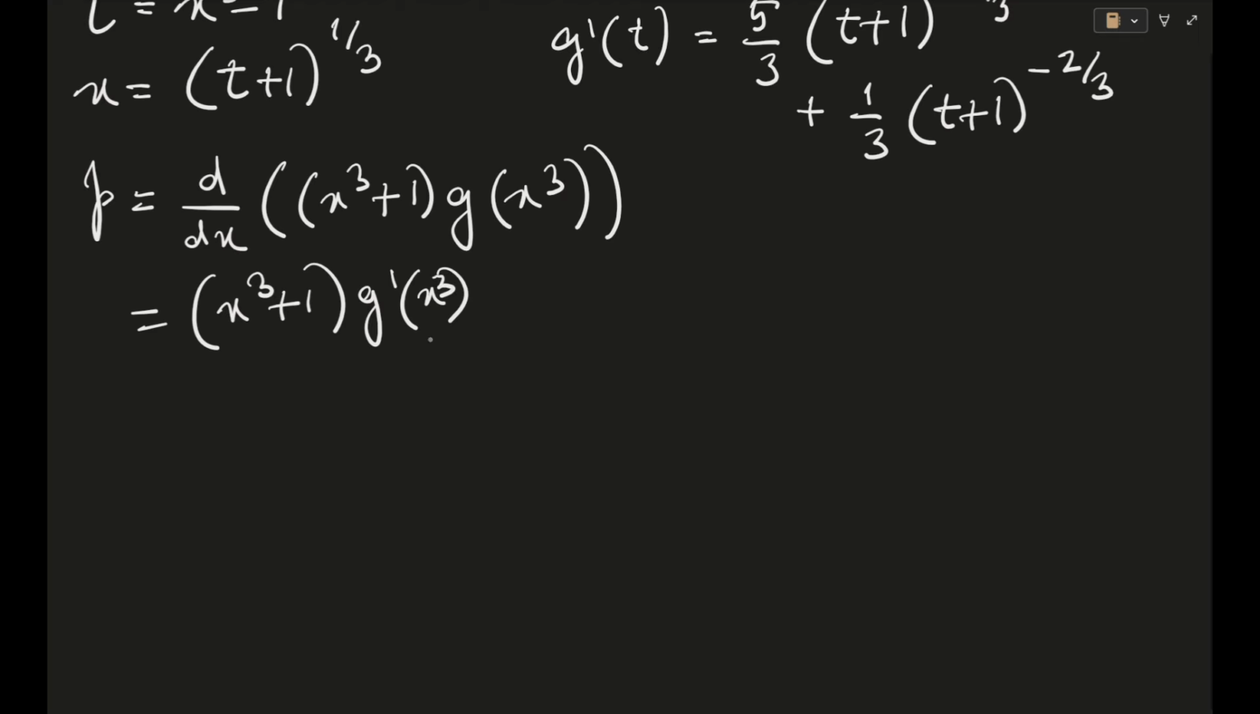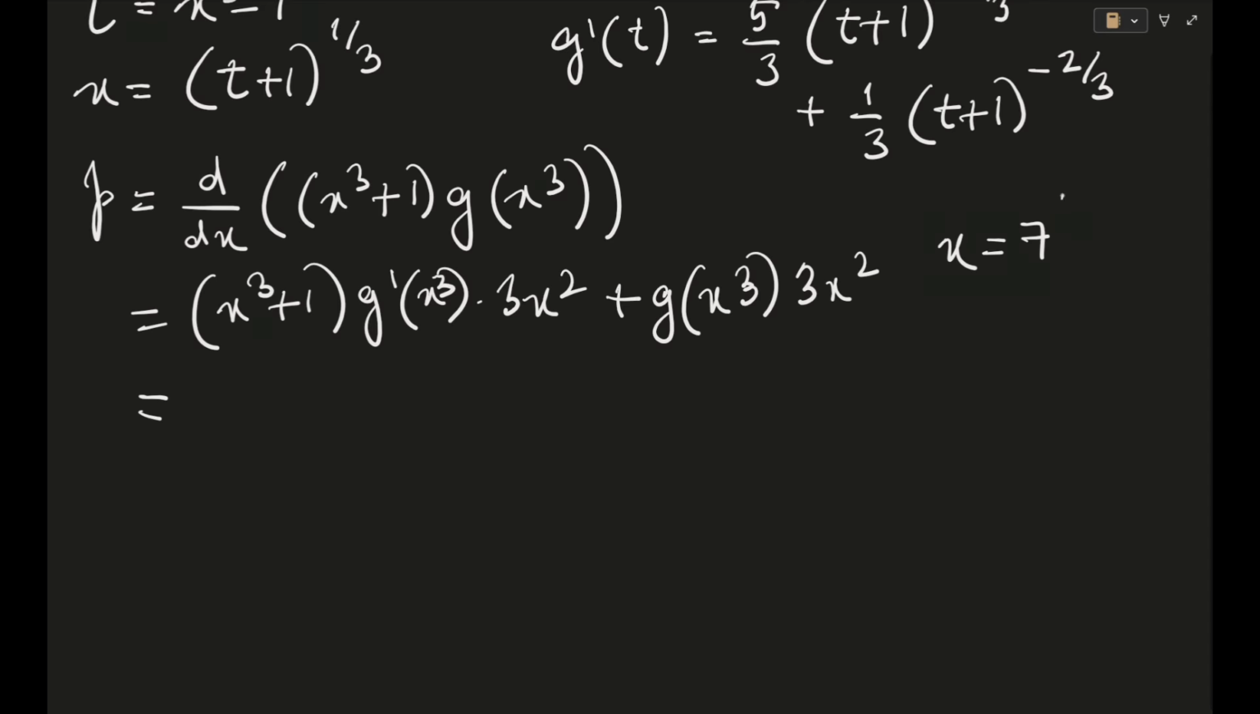Okay, g dash x cube, and this will be into 3x square. Plus, next you will have g of x cube into 3x square. Simply, this is g of x cube. Okay, so if we manipulate this, I guess this was given at x equal to 7 power 1 by 3. So p at x equal to 7 power 1 by 3. This will come out to be, I will try to write the result that I have found.